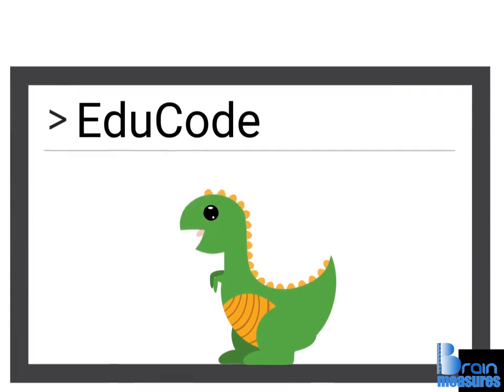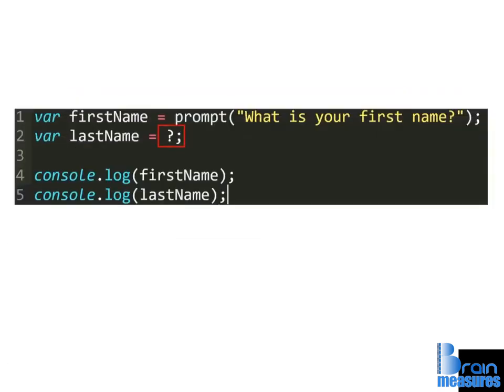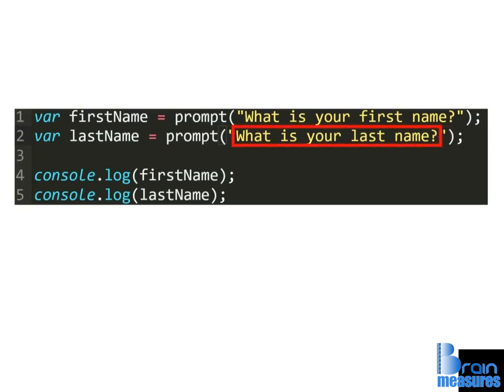Let's try it for ourselves. In the code editor, replace the question mark with a prompt instruction. Between the parentheses, write 2 quotation marks. Then, in between those quotation marks, write the question, "What is your last name?" Once your code matches the one on screen, run it.